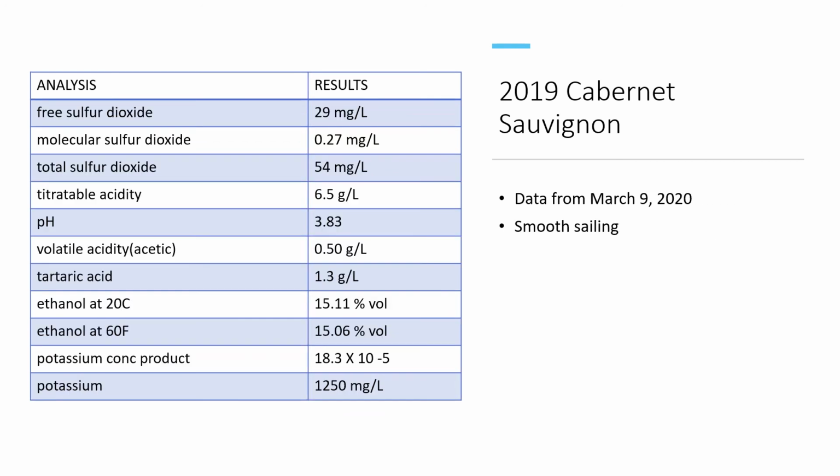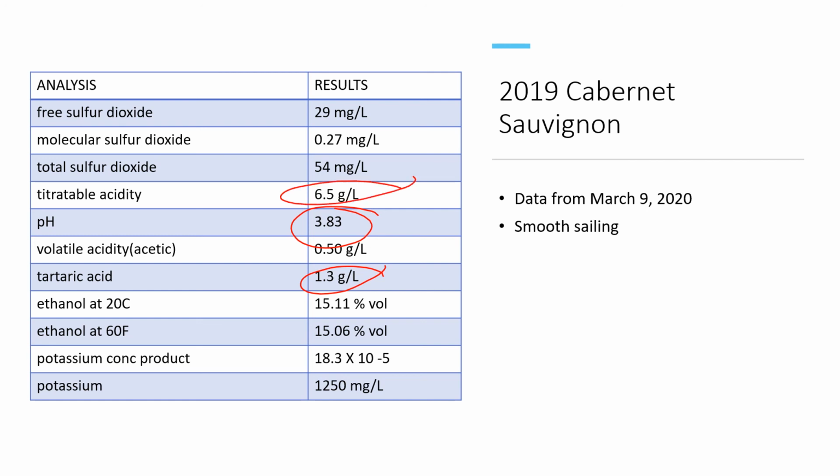And this is where we landed on the Cab Sauv here. So looking good. 3.83 is the pH. This is kind of high in the grand scheme of things, but not at all out of the norm for Walla Walla or Napa Cabs. Tartaric acid of 1.3. It's like, where did all the acid go? There's no malic. There's only 1.3 gram a liter of tartaric. It's one of the great mysteries.